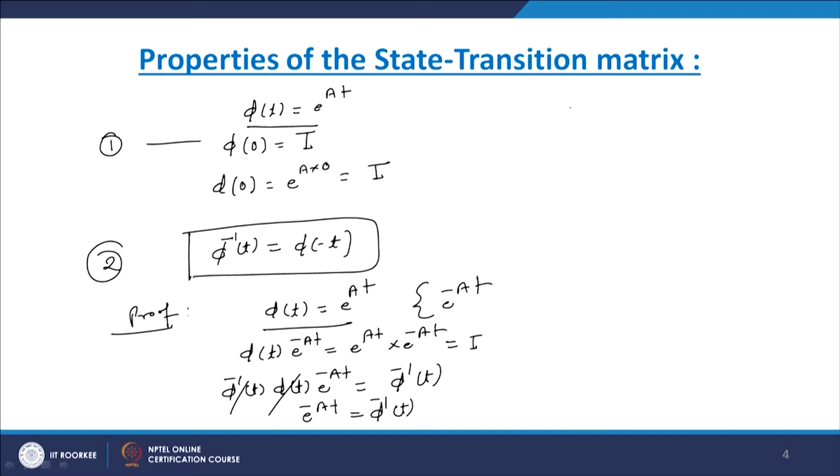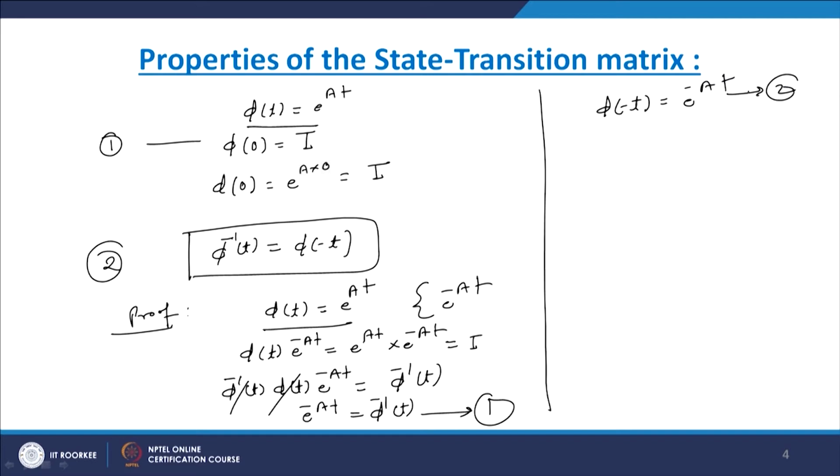Now, if we take phi of minus t equal to e raised to minus a t, just like phi of t equals e raised to plus a t, but if you say phi of minus t equal to e raised to minus a t. Now, if you see this equation, say 1, I can say this equation 2. If you compare these equations, what will we get? We will get phi inverse of t equals phi of minus t. This is the second property.